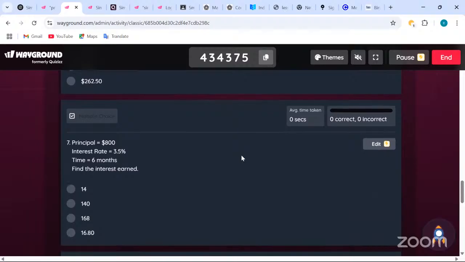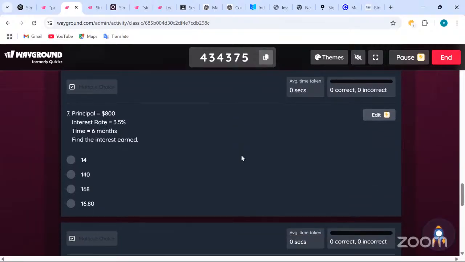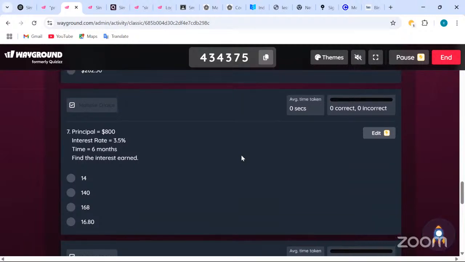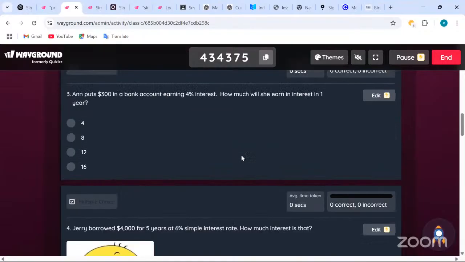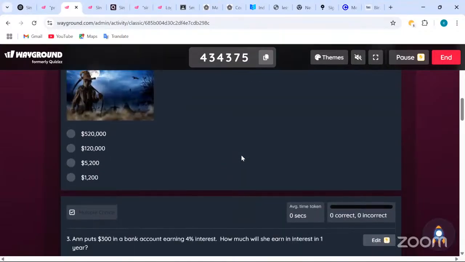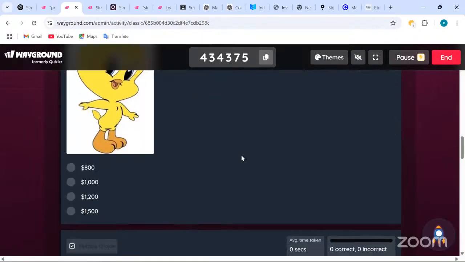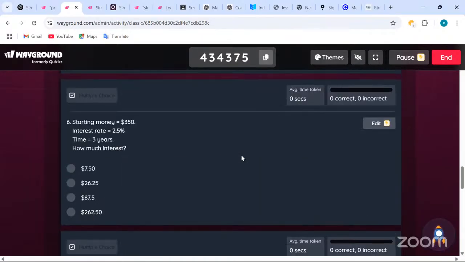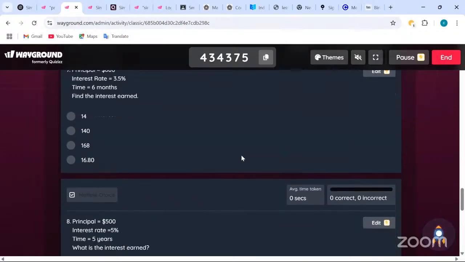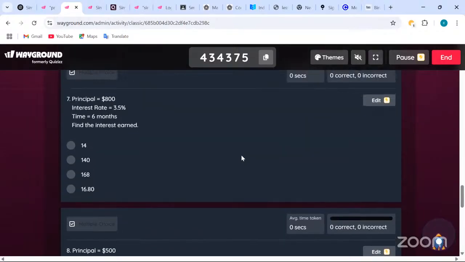Trying to figure out the question. Okay, question 3. Can you read out the question for me? Principal 800, interest rate 3.5, time 6 months. Find the interest earned.